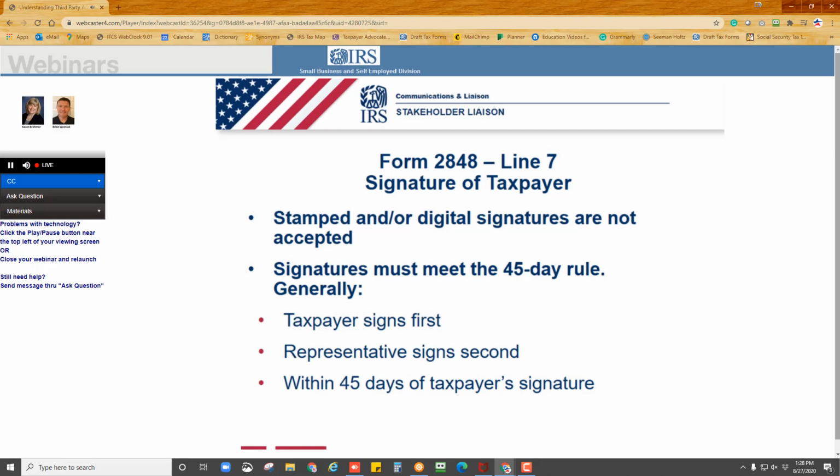Let's move on, look at bullet number 2 on the slide. Signatures must meet the 45-day rule. If the taxpayer signs first, granting the authority, then the representative must sign within 45 days from the date the taxpayer signed, thereby accepting the authority. And by the way, that time frame is 60 days for authorizations from taxpayers living outside the United States. Now, if the representative signs first, the taxpayer does not have a required time limit for signing.